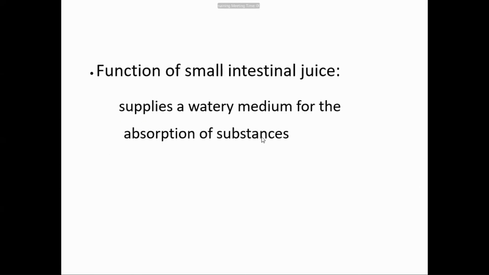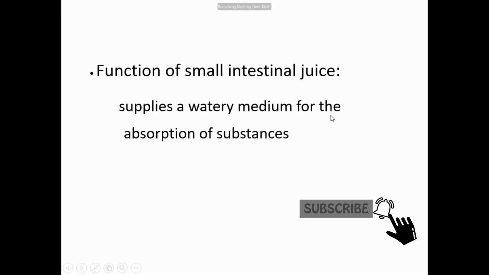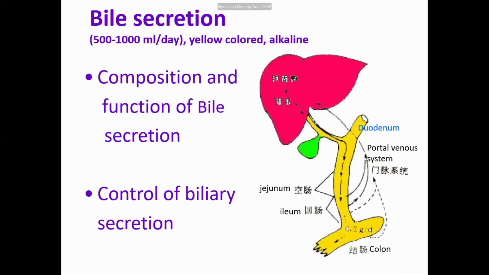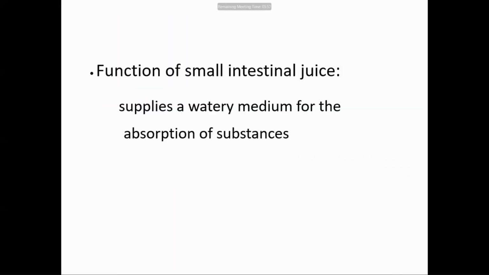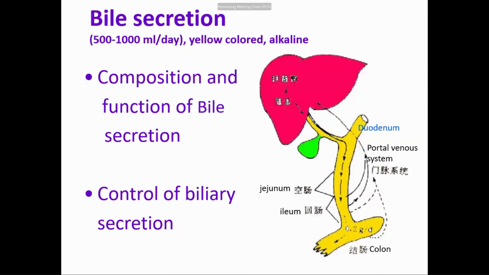The function of the small intestinal juice is that it supplies a watery medium for the absorption of substances. So this much for today. Bile secretion you will be doing in the hepatobiliary system.